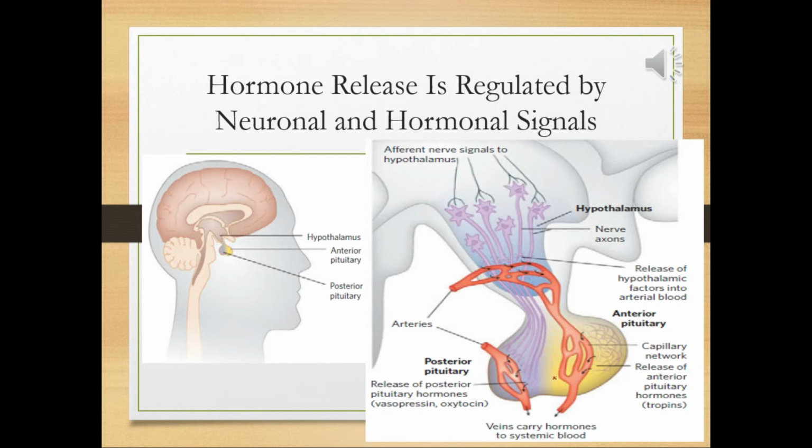On the other hand, I have already told you that the posterior lobe of the pituitary gland is linked to the hypothalamus through nerve impulses. Therefore, we can see in the diagram that axons are arriving in the posterior lobe and stimulate this posterior lobe to release its respective hormones.